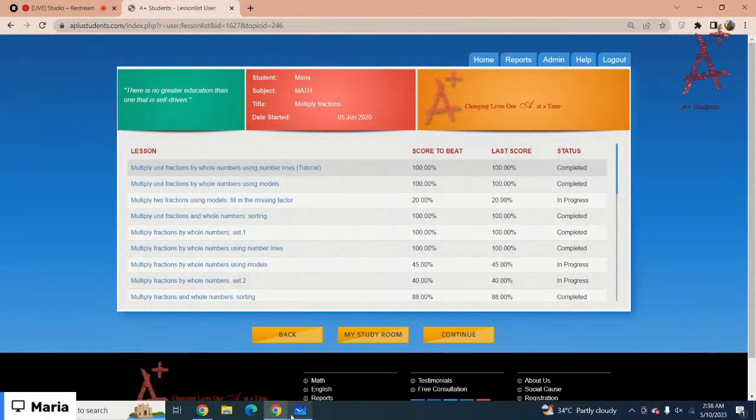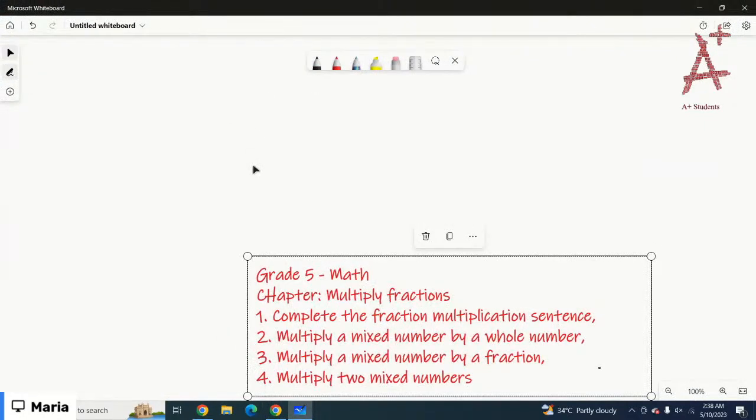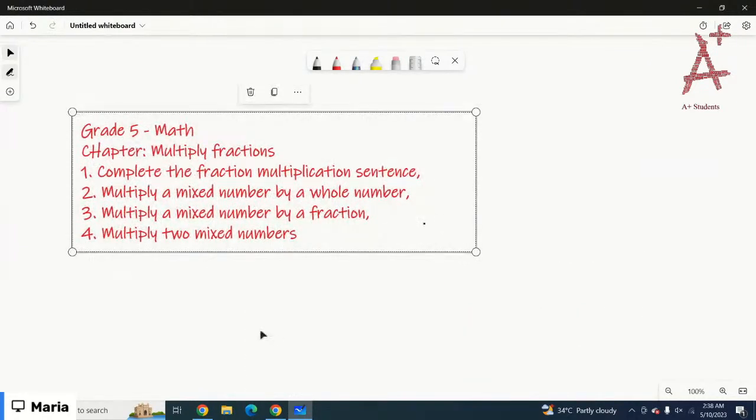So we were working on grade 5 maths. The chapter we're working on is multiply fractions, and the lessons we have covered today are complete the fraction multiplication sentence, multiply a mixed number by a whole number, multiply a mixed number by a fraction, and multiply two mixed numbers. So please make sure before the next session you complete all the test questions for the lessons we did today. If you need more help with any of the lessons, you can contact any tutor on the Skype. They are available from Monday to Friday, 5 to 9.